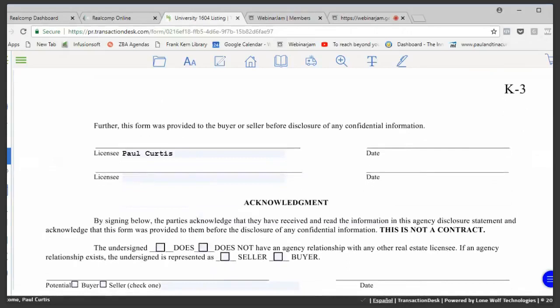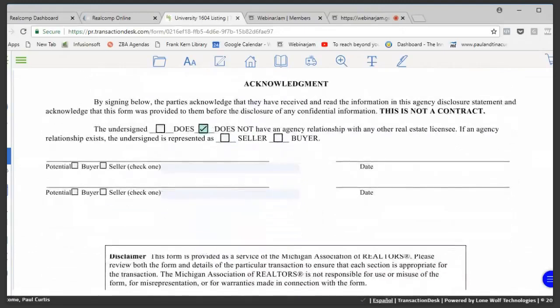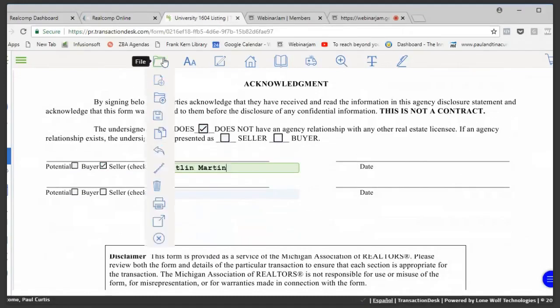And this is where you would sign and date. And we are going to say that the seller does not have an agency relationship with another real estate agent. They are the seller and their name, and then you would have them sign. Okay, that's it for this one. We're going to save that.